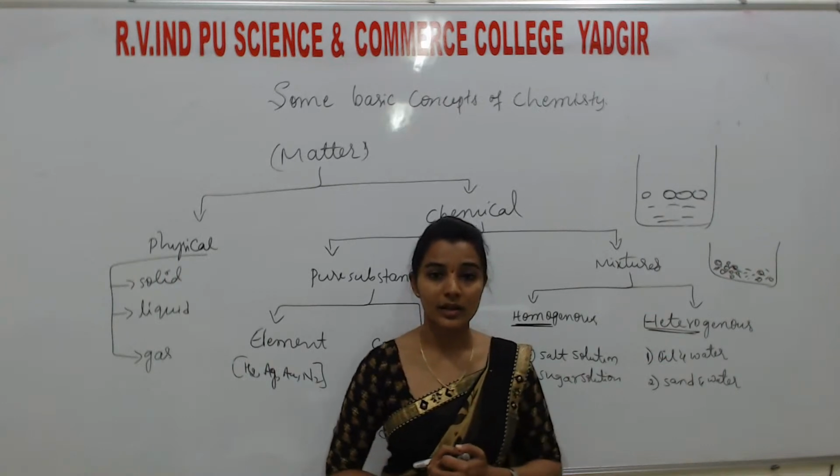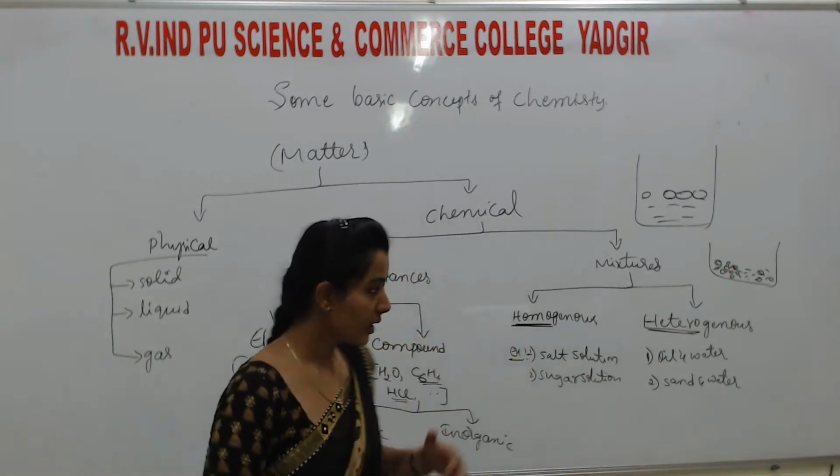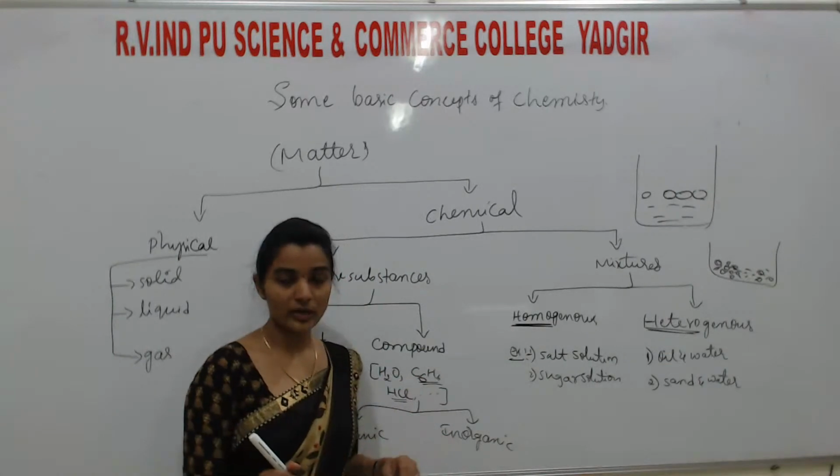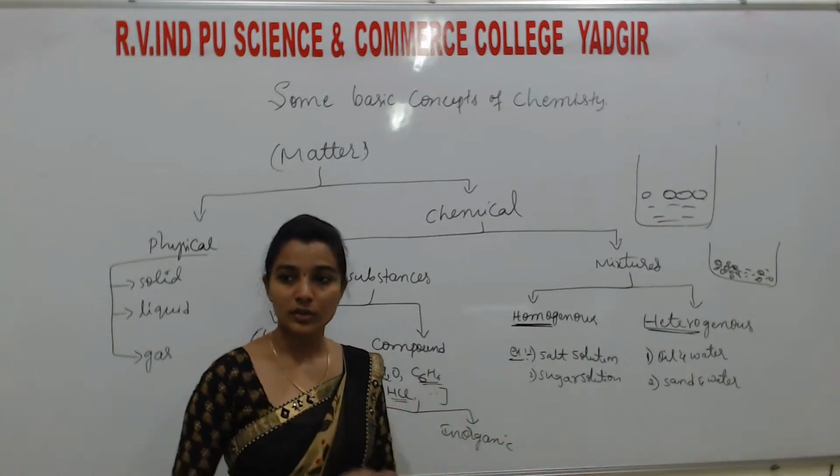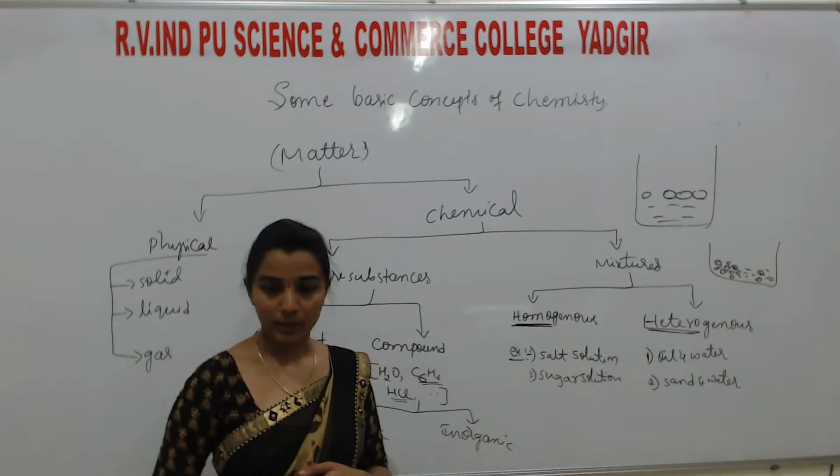So this is the classification of matter. So why did I explain all these things? Because they are going to ask, what is a homogeneous mixture? Give an example. What is a heterogeneous mixture? Give an example.